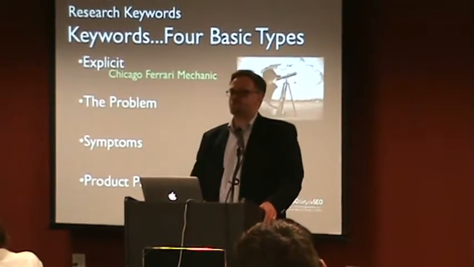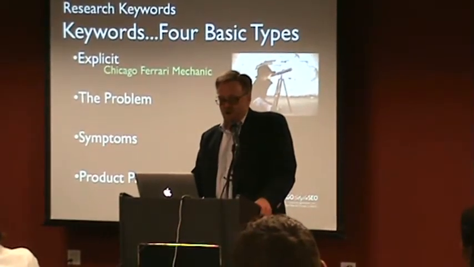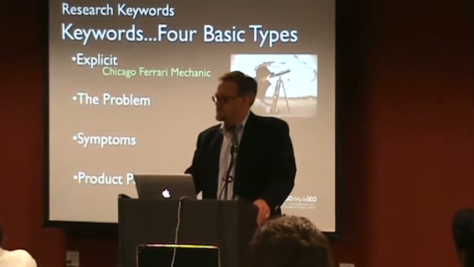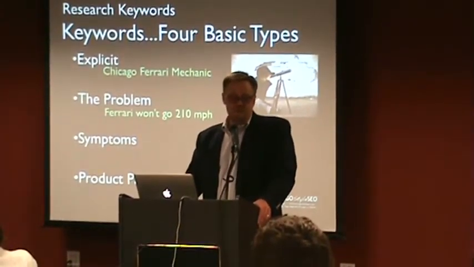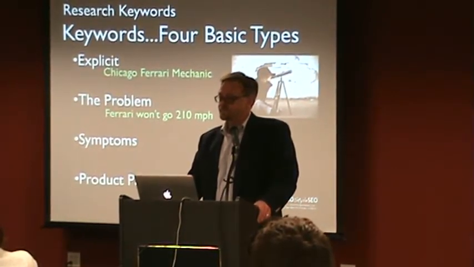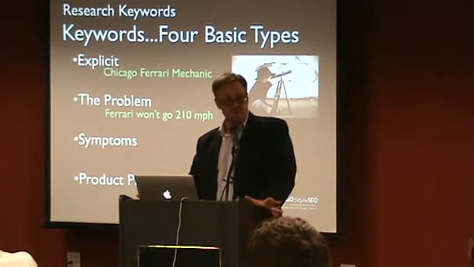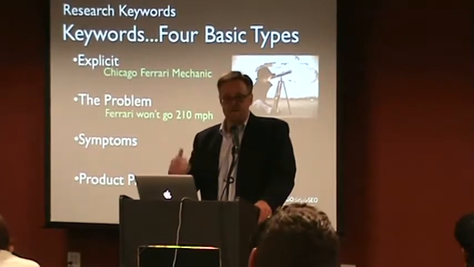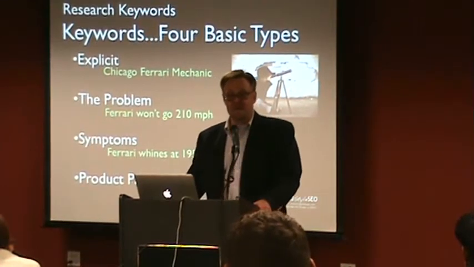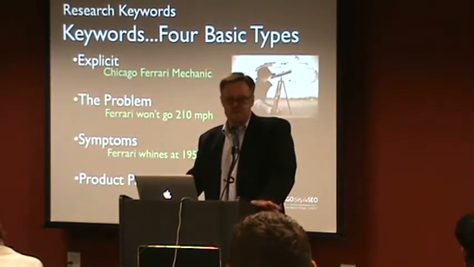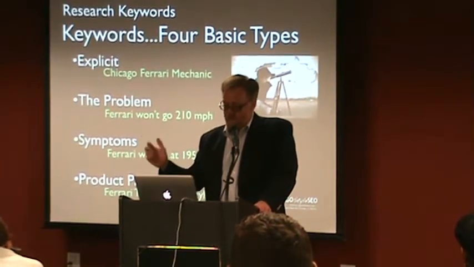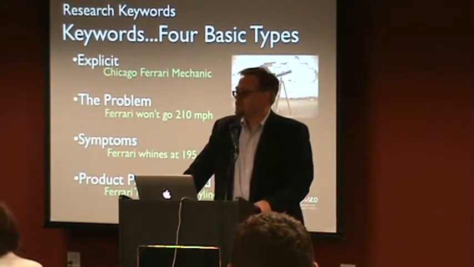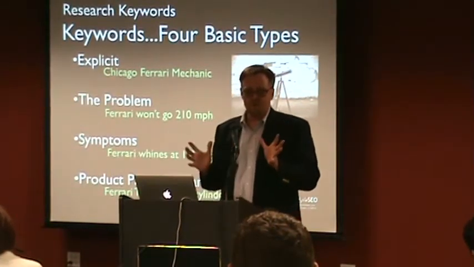All right? So just an example. If you own a Ferrari, which I'm sure most of you do, and you are looking for a mechanic. If you're an explicit searcher, you're going to type in Chicago Ferrari mechanic. Okay, that's a very explicit search. Okay, maybe you've got the problem that your Ferrari won't make it to 210 miles an hour. Okay, it's a big problem. Okay, so the person might type in to the search, "My Ferrari won't go over 210 miles an hour." Okay, hoping to find some information about it. Or maybe they say at 195 miles an hour, it really starts to whine. Okay, what's going on here? All right, or maybe they just type in, "I'm looking for information on my Testarossa 12-cylinder." Okay, so these are different. There are other categories of keywords, but these are the 4 most basic.